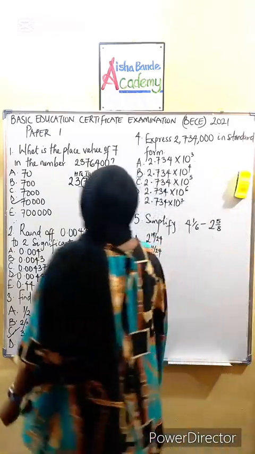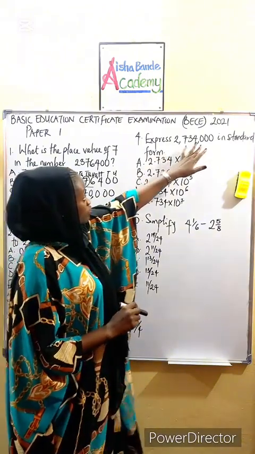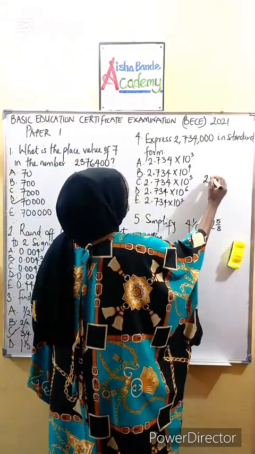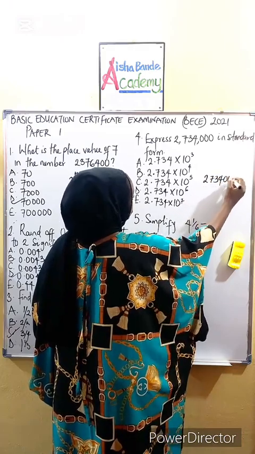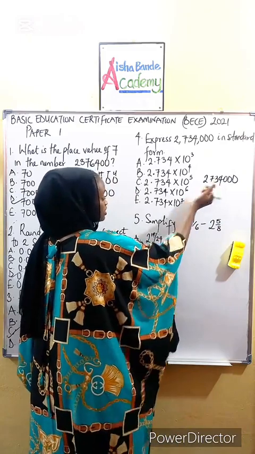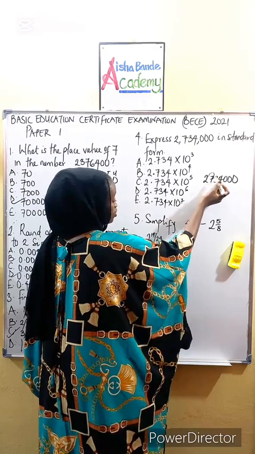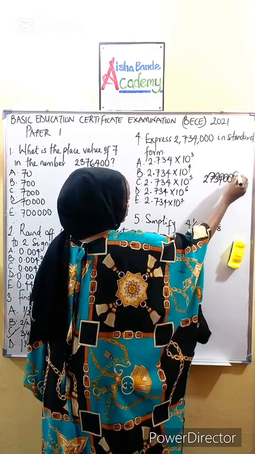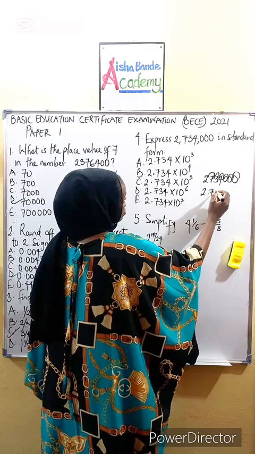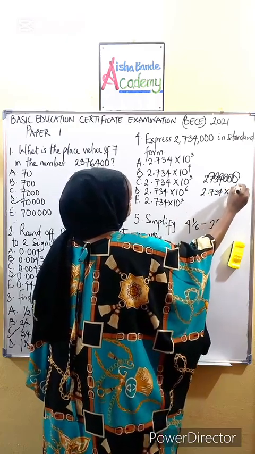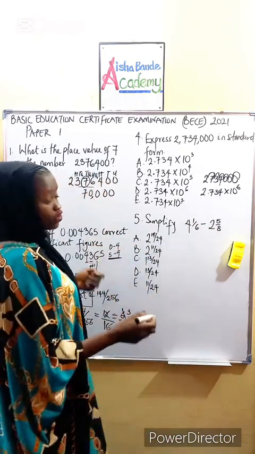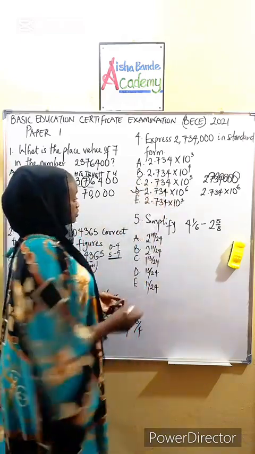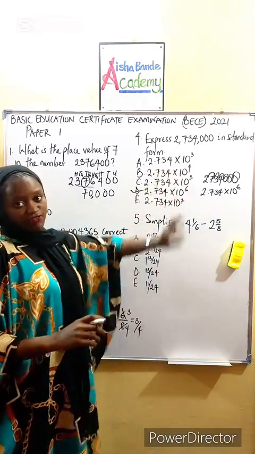So moving on to number 4 now, we have express 2734000 in standard form. All we need to do is to bring out the figures, which is 2734000. We start counting after the first number here, and we move to our right. So it's going to be 1, 2, 3, 4, 5, 6. So here we're going to have 2.734 times 10 raised to the power of 6. Looking at the options, the correct option for this question is option D. So this is standard form.